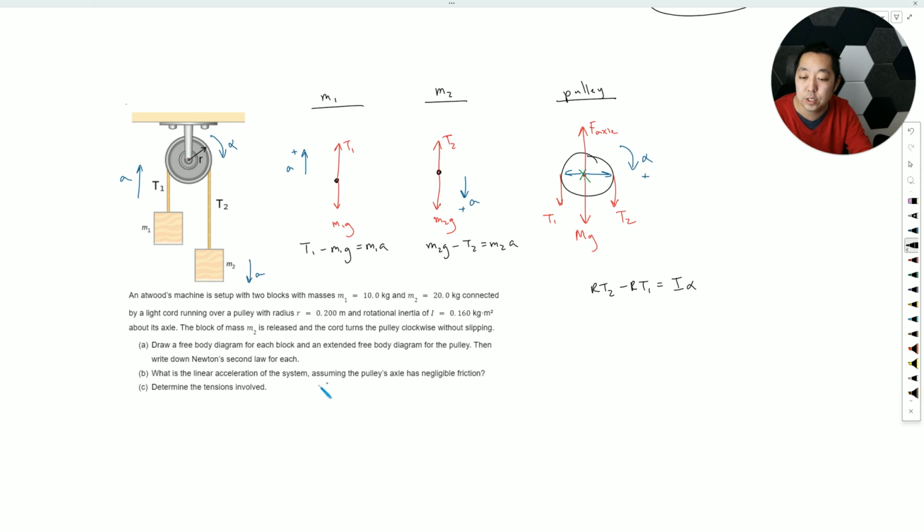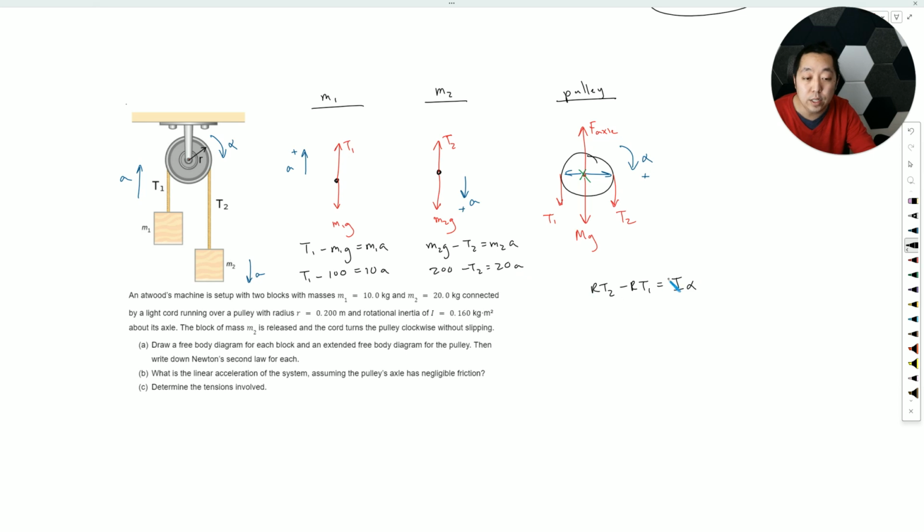What is the linear acceleration of the system, assuming the pulley's axle has negligible friction, and determine the tensions involved. So let's plug in some numbers here. We're going to have T1 minus M1, M1 is 10 times G, so that makes it 100, equals 10 times A. Then this is M2, 20. If we use G of 10, that's 200, minus T2 is equal to 20A.